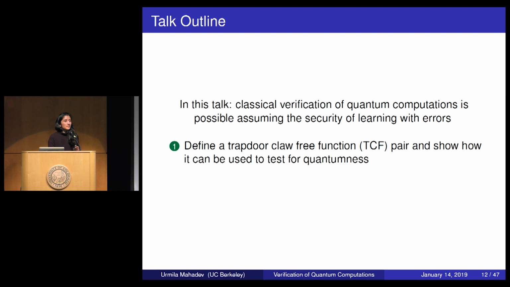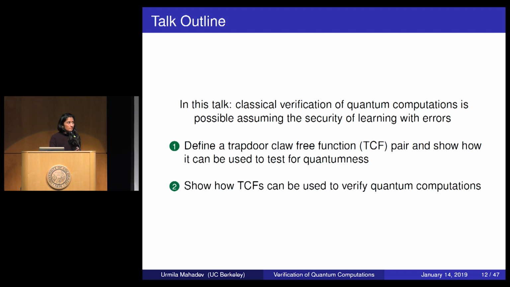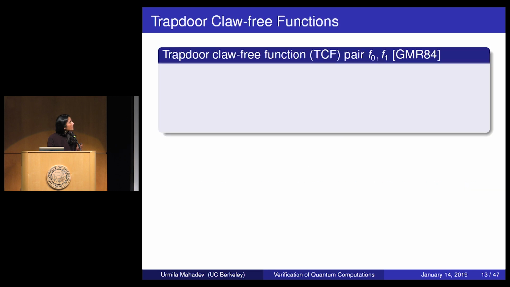In the first step, I'm going to tell you about the exact cryptographic primitive that I'll be using. It's called trapdoor claw-free functions, and it can be built from learning with errors. And I'll show you how this primitive can be used as a test for quantumness, so to test that a machine is actually quantum and not classical. Then I'll go towards the more general goal of showing how this same primitive of trapdoor claw-free functions can be used to classically verify general quantum computations. Okay, so let's start with trapdoor claw-free functions.